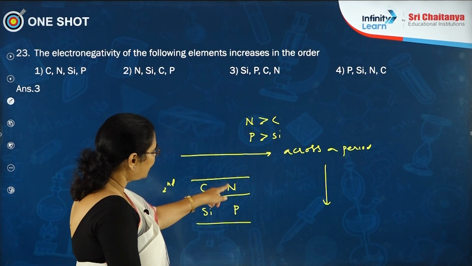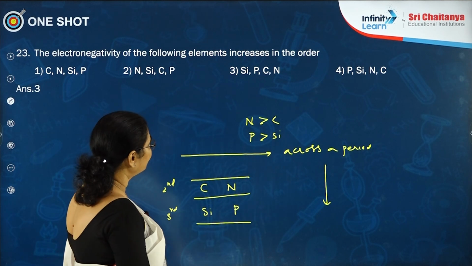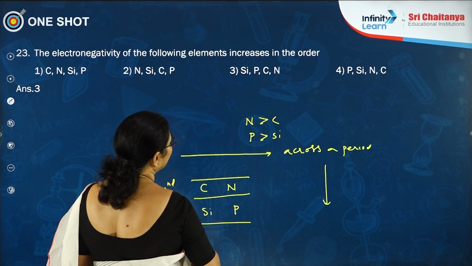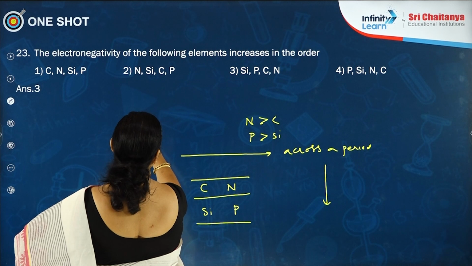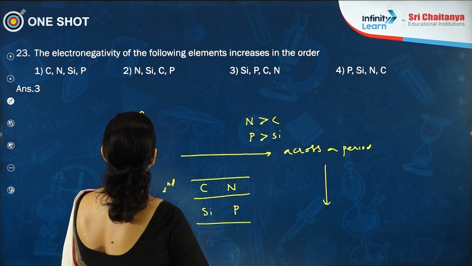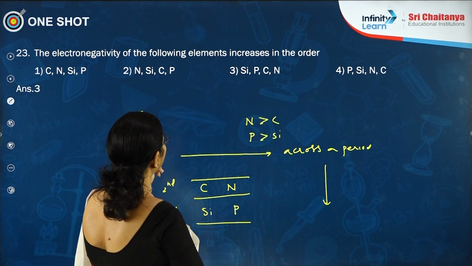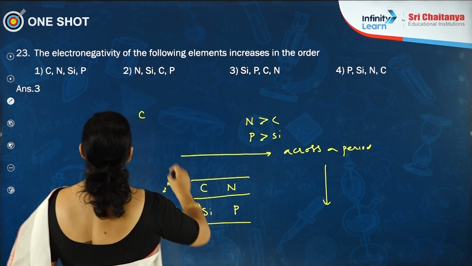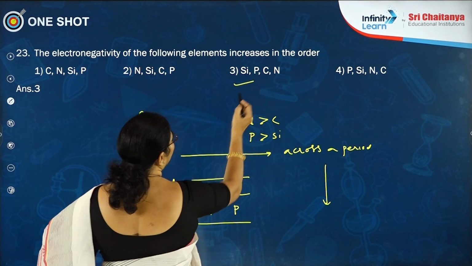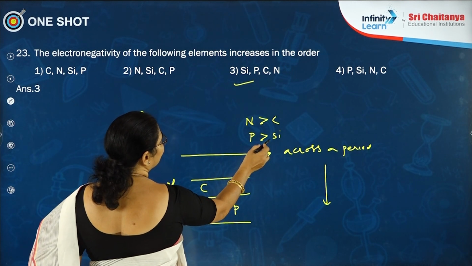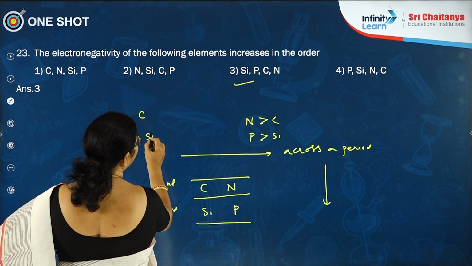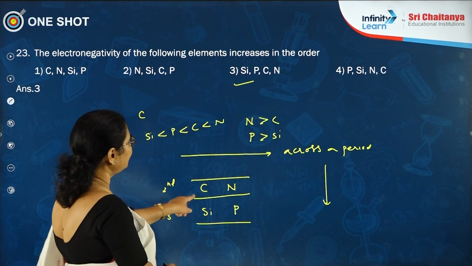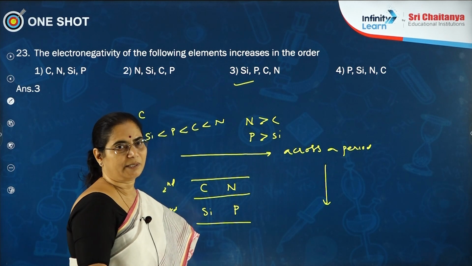And down the group, what happens to electronegativity? It decreases. So if you take the order, he is asking for increasing order. Increasing order means the highest electronegativity is for nitrogen. So phosphorus is greater than silicon, silicon is less than phosphorus, carbon is less than nitrogen. Second period elements have more electronegativity than third period.